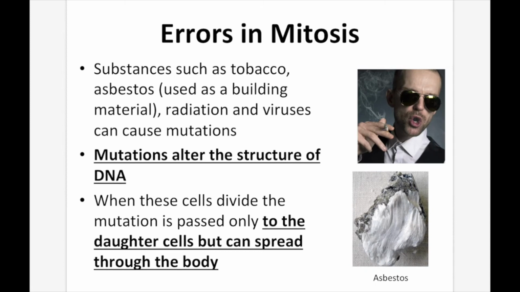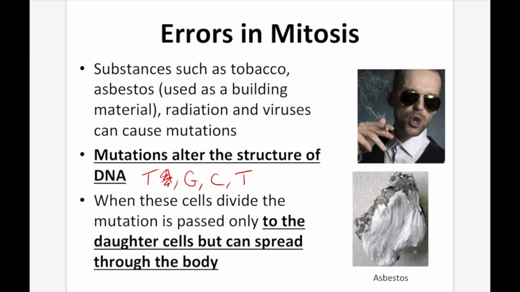Errors in mitosis. Substances such as tobacco, asbestos, which is used in building materials, radiation, and viruses can cause mutations. Mutations alter the structure of our DNA. It's going to change those A, G, C, and T's into something else. So it might change an A into a T, for instance. And if you do that, then you're going to get a completely different strand that'll code for a different protein, which will result in an error.